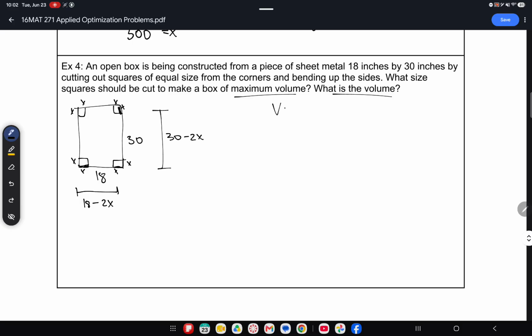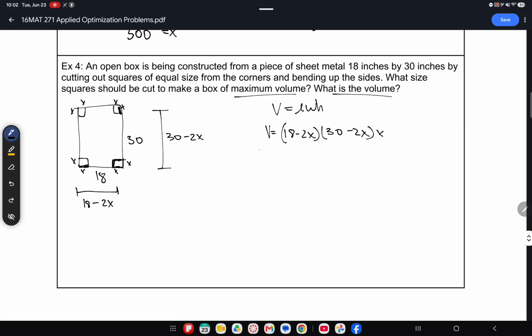So the volume is what I want to maximize. Length times width times height. So volume, length, 18 minus 2x, width, 30 minus 2x, and then the height is just x, because I'm going to just fold up these corners here, right? When I fold it up, they have a length of x. And I think we can go from there.